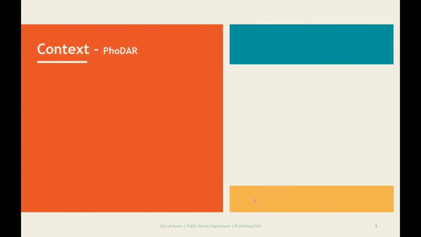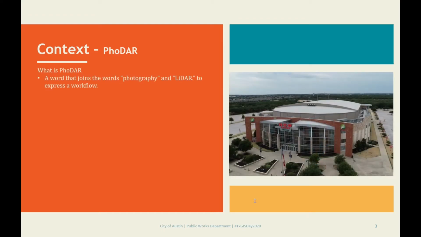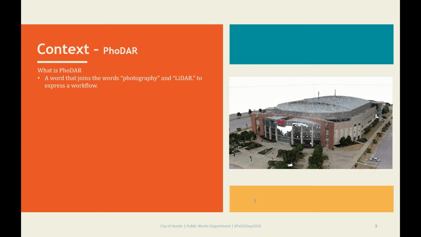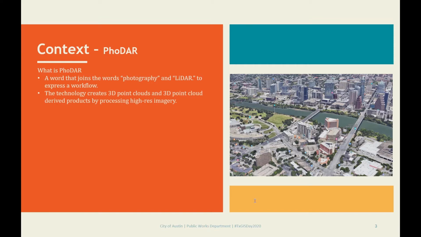So for the context, what is PhoDAR? When it comes to PhoDAR, it's a word that actually joins two words. One is photography, and the other one is LiDAR, to express a workflow. In the image on the right side, we have pretty much a camera image that is converted at the end into a 3D point cloud. And PhoDAR achieves this via a process that is called aerotriangulation. So this technology creates a 3D point cloud and 3D point cloud derived products by processing high resolution aerial imagery.